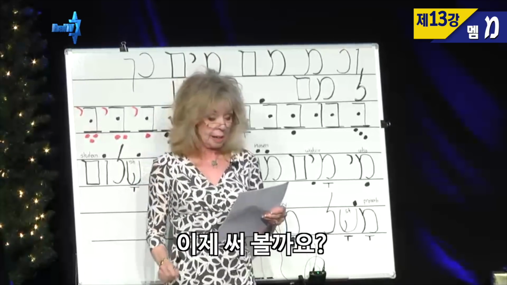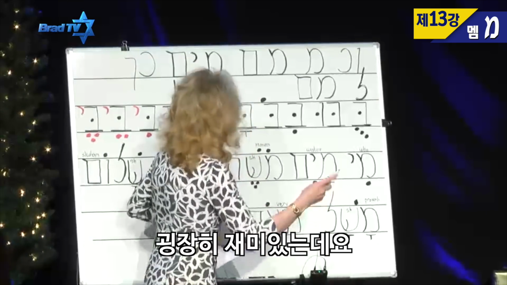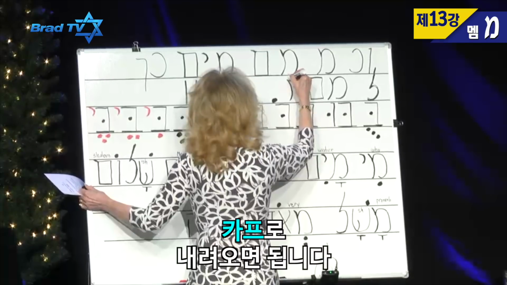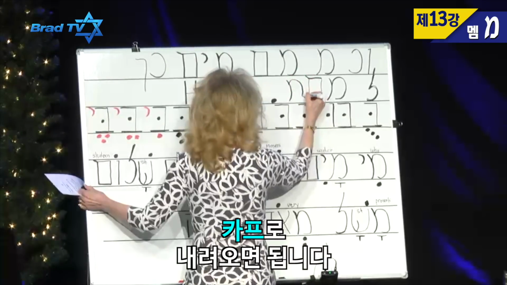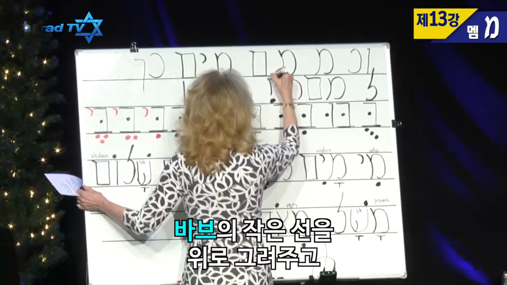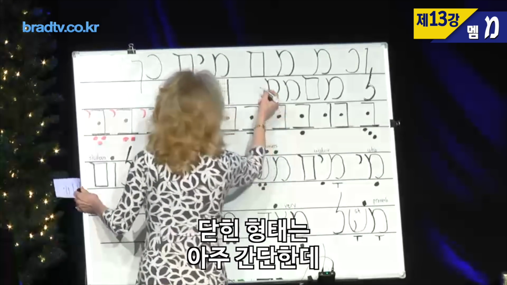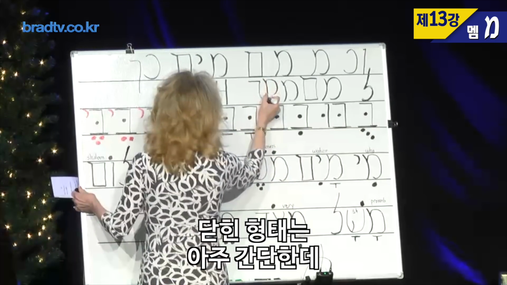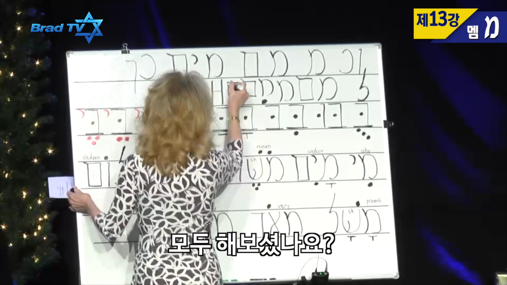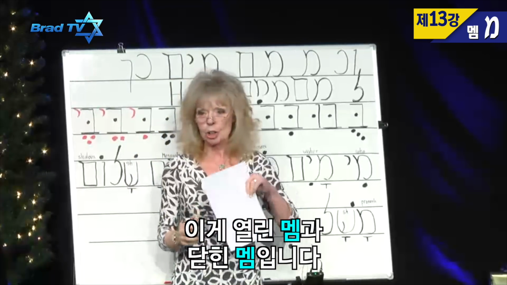So let's write it. Everybody got a pen or pencil ready? All right, it's kind of fun actually. You're going to write your vav kind of curved, then you're going to follow it back down and come around with your kaf. Let's do one more. I'm going to do a small one. Kind of come back down that vav and around with the kaf. And then the closed form is super simple, just a square with this little line coming out here. Okay, everybody got those? So that's the open and closed mem.